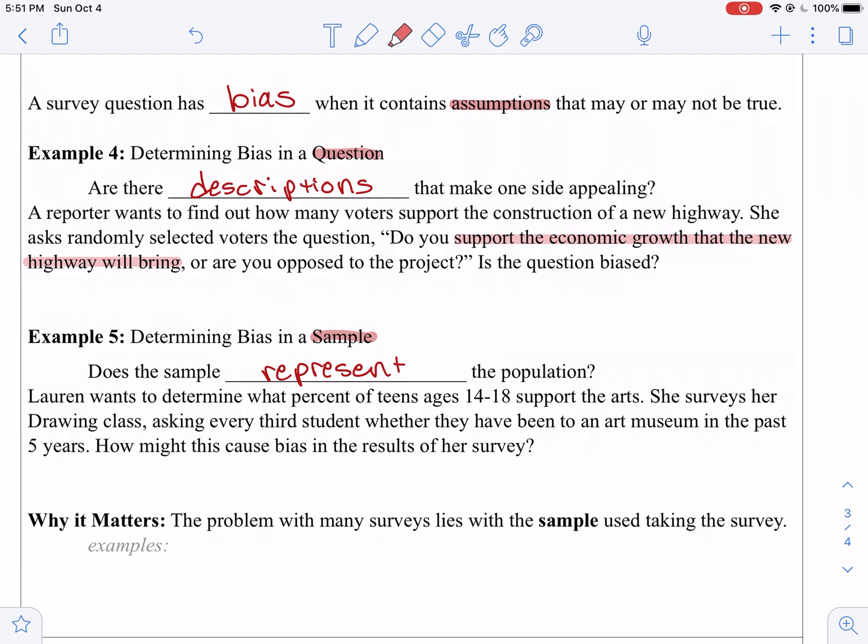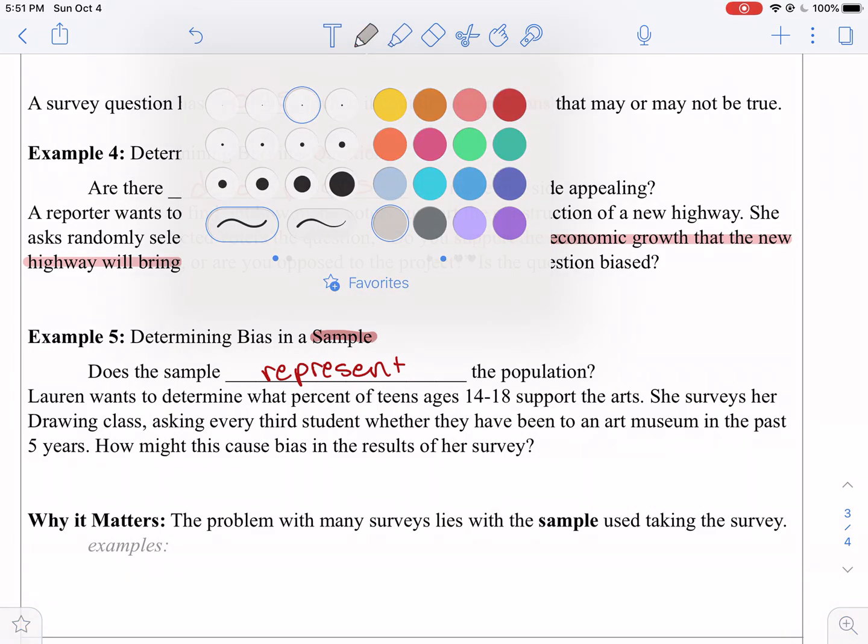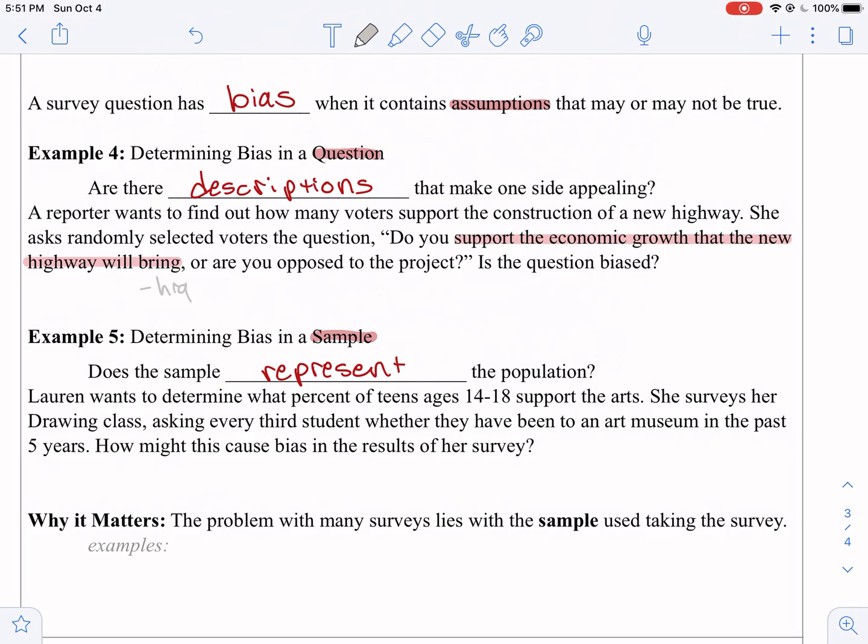No. So she's telling the people that she's interviewing that the highway will bring growth. She's describing the highway as a positive thing. She wants you to support it. So this is biased. Okay? A better way to ask this question would be something like, do you support or are you opposed to the project? Done.